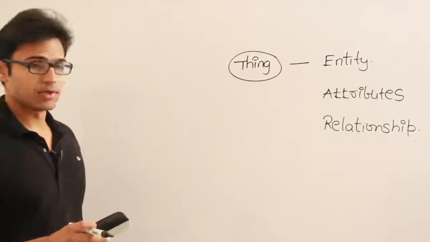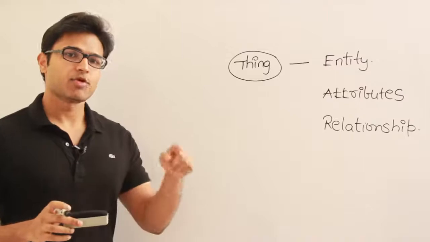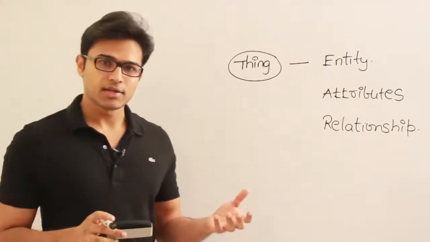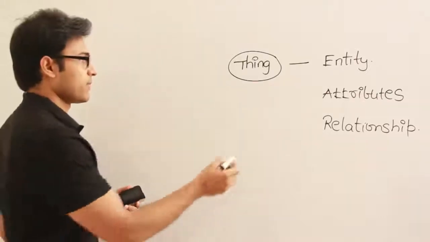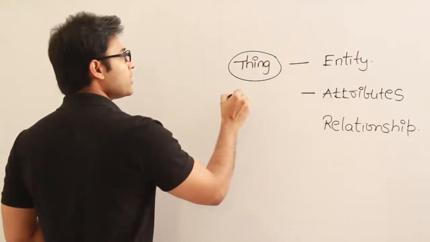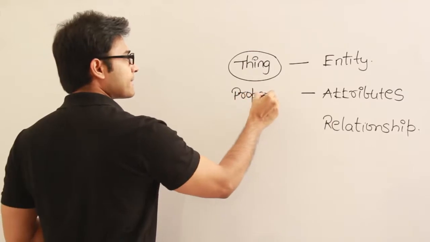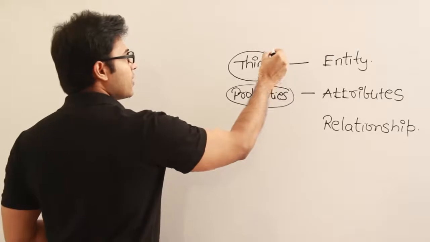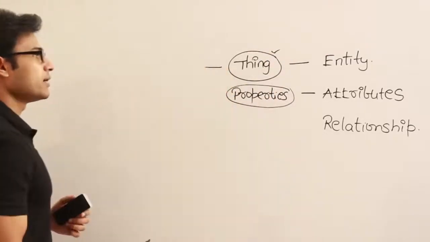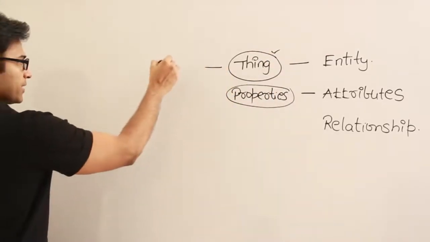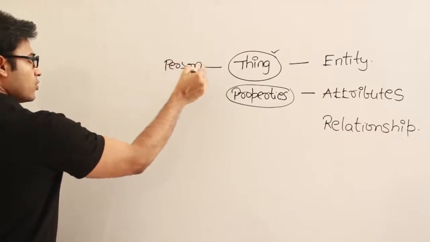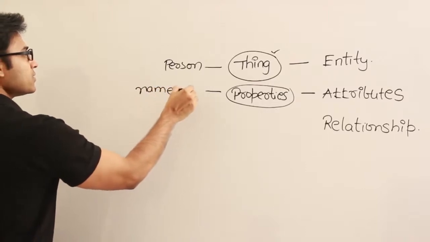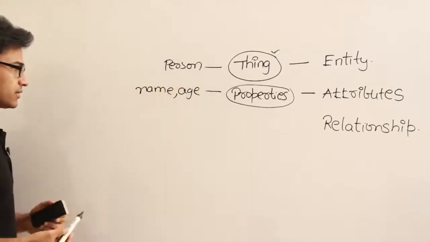And attributes are nothing but the properties of the entities, or in order to better describe the entity we are going to use attributes, right? So you can think of them as properties which are used to better describe these things, right? For example, you can think of an entity as a person, right? And then how do we describe a person? Maybe using name, right, and age and address, phone number, all this, okay.